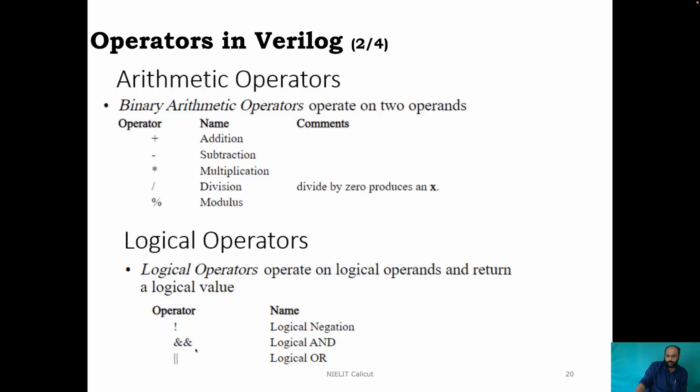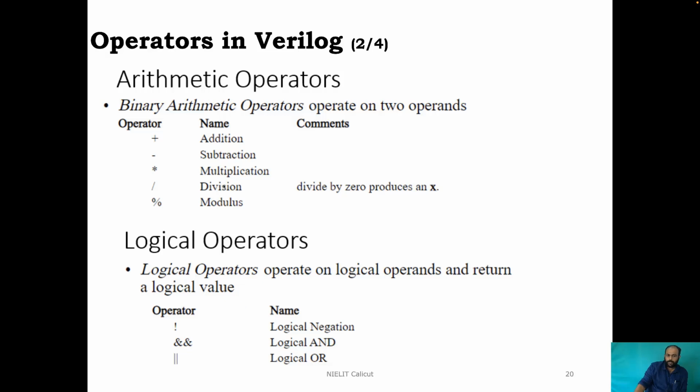Then two ampersands represent logical AND. Logical AND means if you write A double ANDed with B, when A as well as B are both 1, the result will be 1. If at least one of these happens to be 0, the result will be 0. Similarly, there is a logical OR. Suppose you write A logically ORed with B. If either A or B happens to be 1, the result will be 1. If both happen to be 0, the result will be 0. So that's about representing a logic.